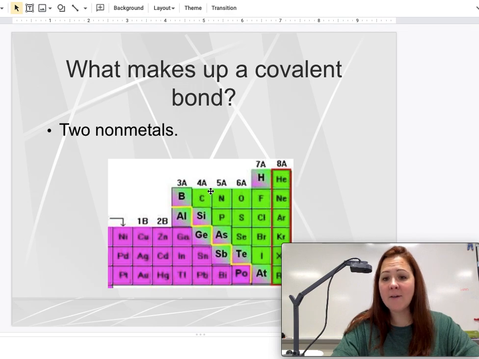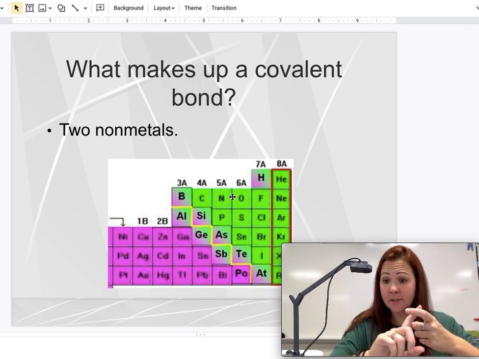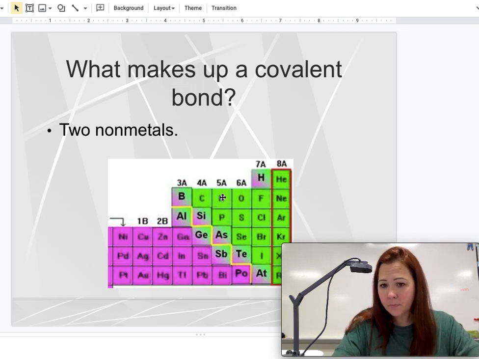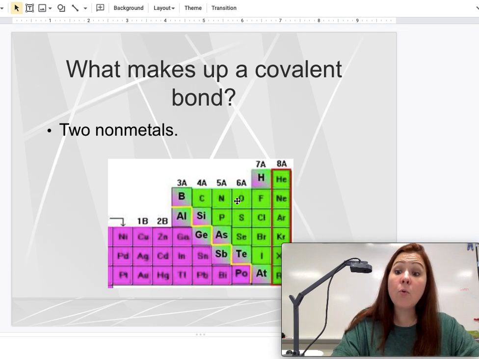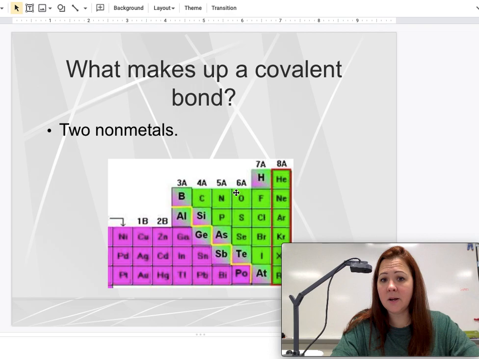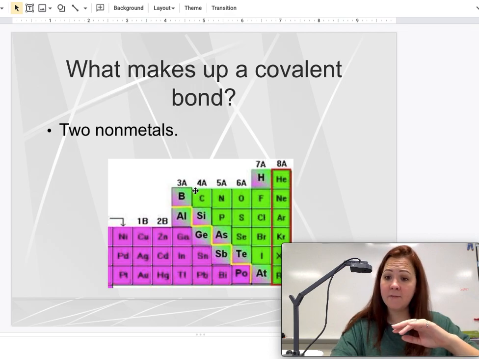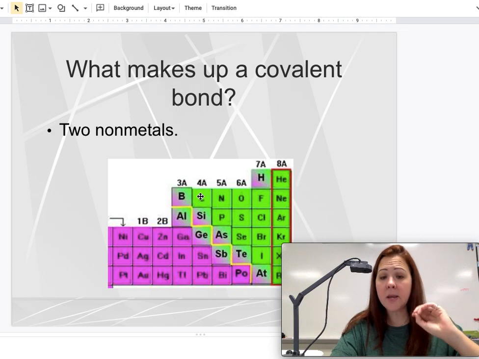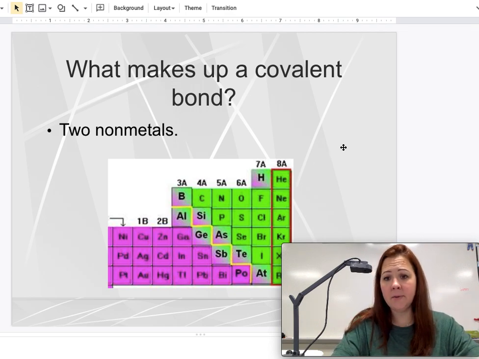So you can have 2 nonmetals that are different, but then also you can have 2 nonmetals that are the same, like N2, O2. Ozone is O3, so that's just made up of oxygen, but because oxygen is a nonmetal, it would make a covalent bond. So as long as you only have nonmetals in your formula, it is considered to be a covalent bond.